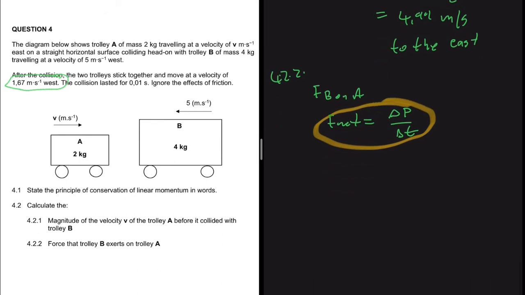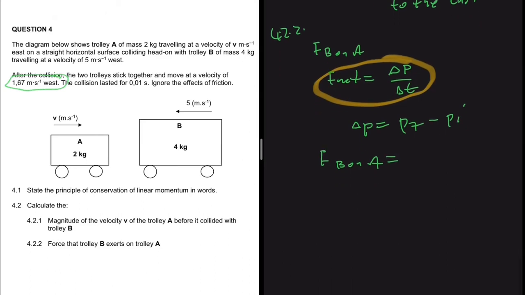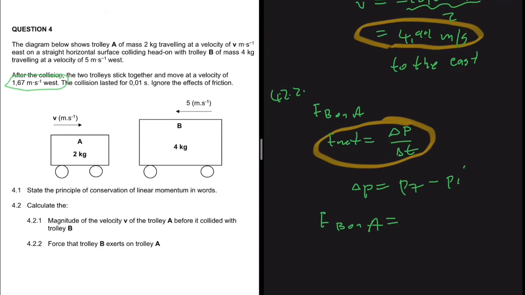So what is the change? We know that delta p is equal to momentum final minus momentum initial. So F of B on A will be equal to the change in the momentum of trolley A. For the change in momentum, we have the mass, which is 2 kg, multiplied by the final velocity. The final velocity is 1.67 meters per second that they move with after they've joined each other. That velocity is to the west, so let's put a minus sign when we substitute it, because we take east as positive.